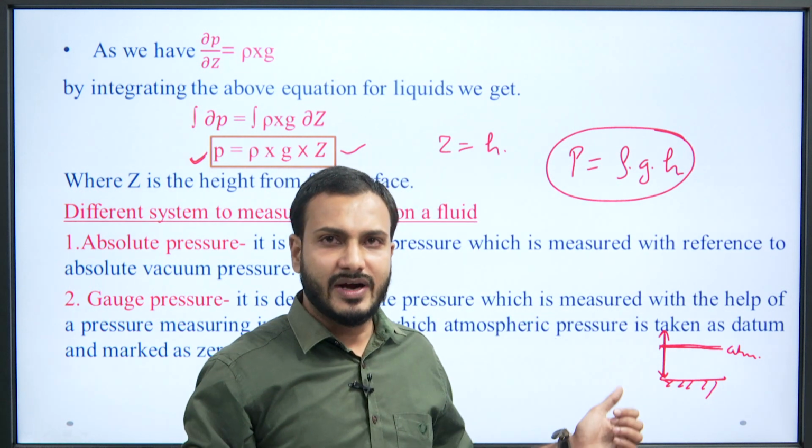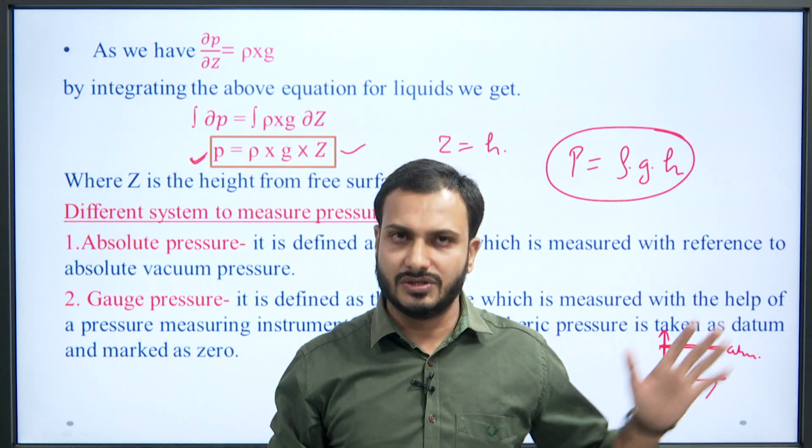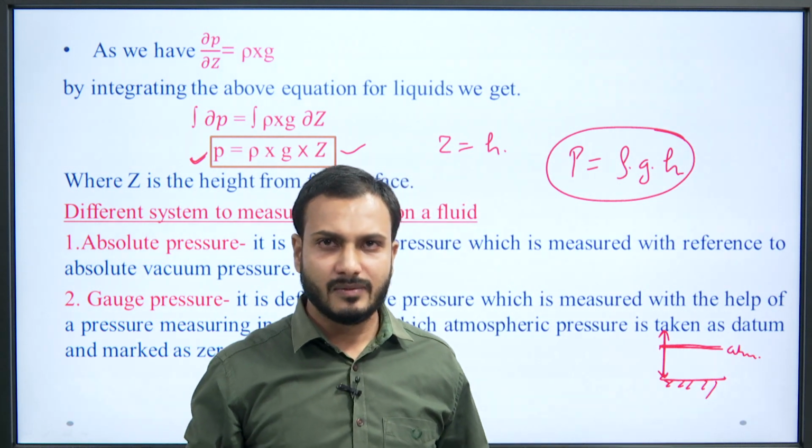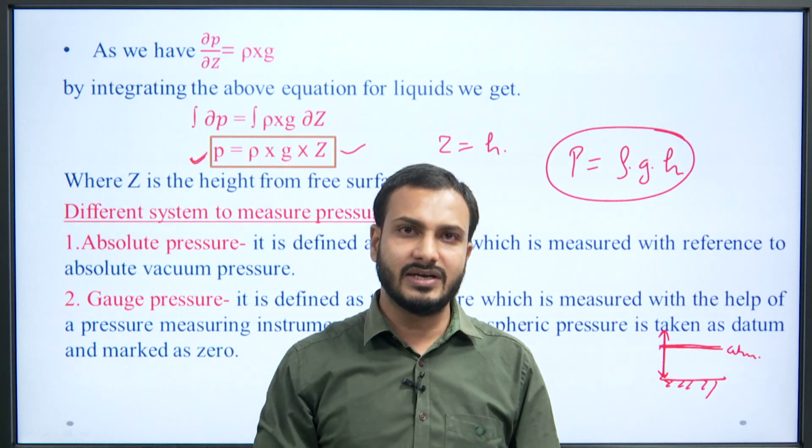तो इस बात को हम कैसे फ्रेम कर सकते हैं कि it is defined as the pressure which is measured with reference to the absolute vacuum pressure. Okay, now gauge pressure, it is defined as the pressure which is measured with the help of pressure measuring instrument.